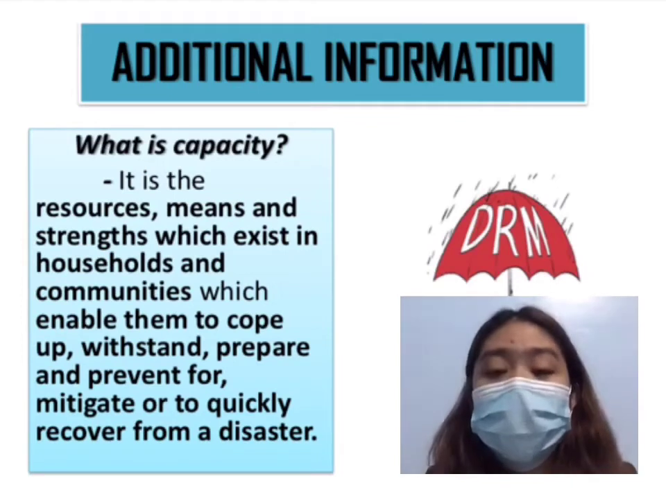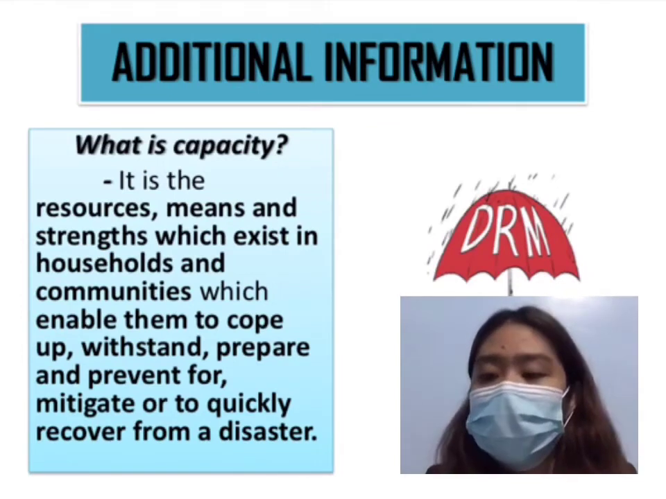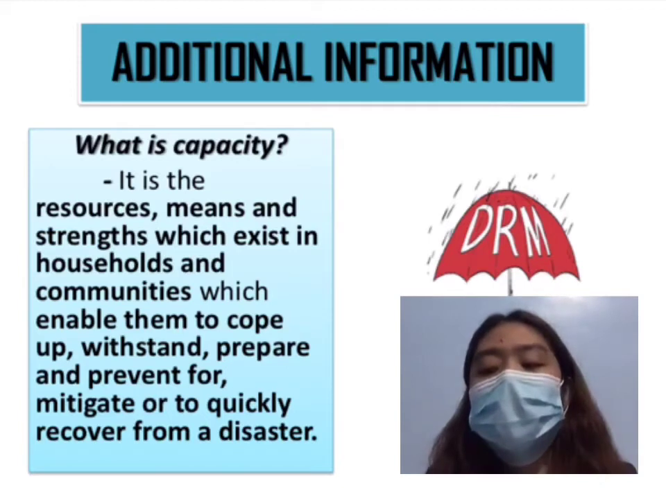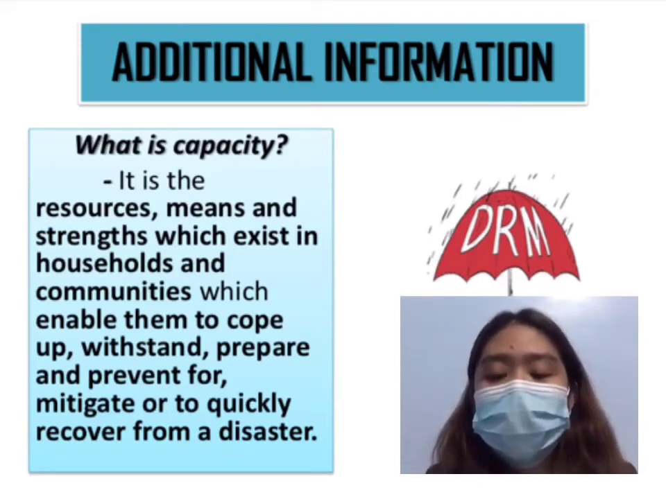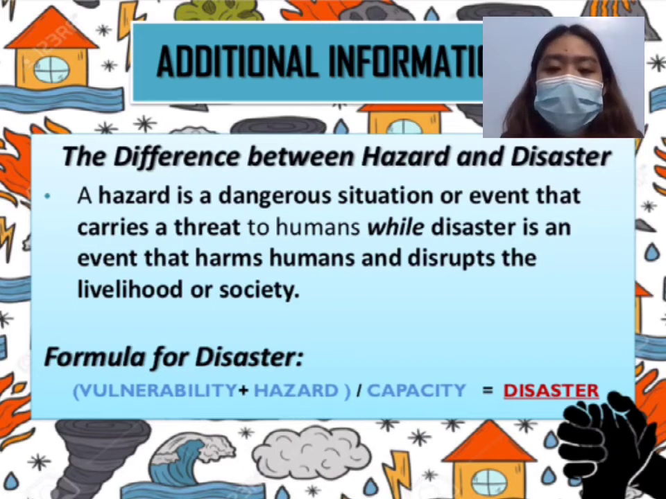Capacities, meanwhile, are the resources which enable the society to withstand, prepare, prevent, or recover from a disaster. The difference between a hazard and a disaster is that a hazard is a situation or event that carries a threat to humans, while disaster is an event that harms humans and disrupts the livelihood or society.